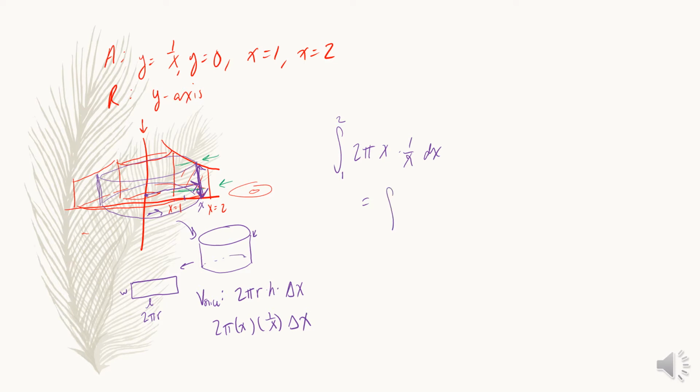So just simplifying this, I have the integral from 1 to 2 of 2 pi dx, because the x and the 1 over x, of course, they cancel. If I integrate this, I get 2 pi x from 1 to 2, which should give me 4 pi minus 2 pi, which is 2 pi. So there's your first example of a shell method. Let's do a couple more of these.